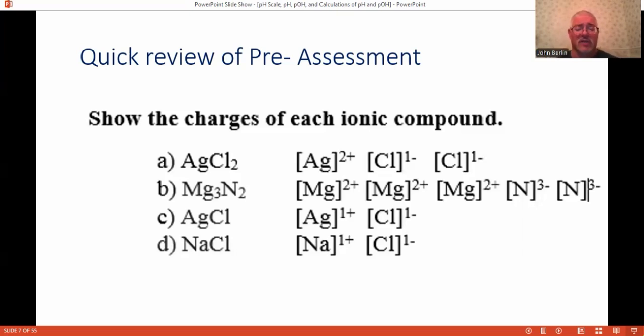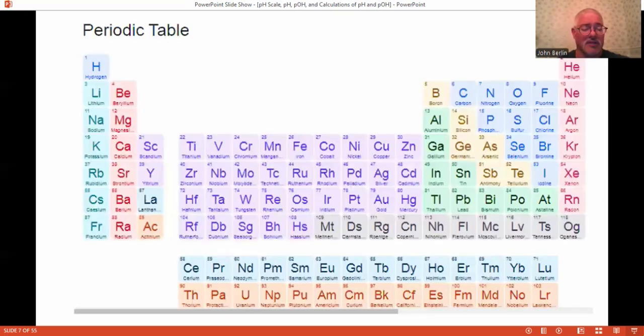Silver, the next one, pretty much straightforward. Again, like I was telling you guys, it's a +1 and a -1 for the chlorine. And then there's sodium there, Na +1, -1. Remember the previous one with the silver there, AgCl2. That would mean that the silver has a +2 charge instead of a +1. Once again, remember, check the periodic table. Always refer back to that.